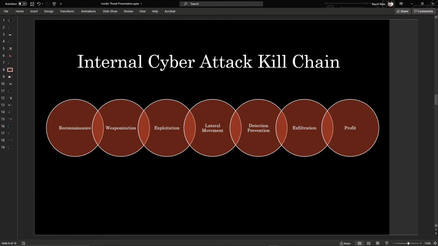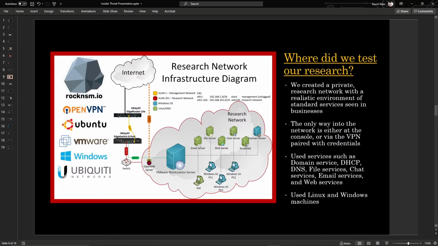How did we test our research? We built a model research network that is designed like your everyday small business. Our motivation for this is twofold. We wanted to show how to use open source technologies and see how things interact in a small network.